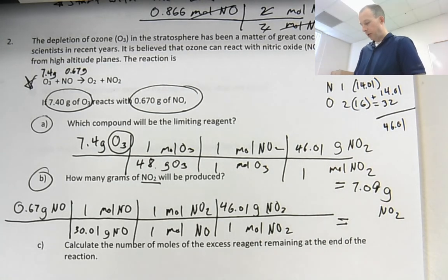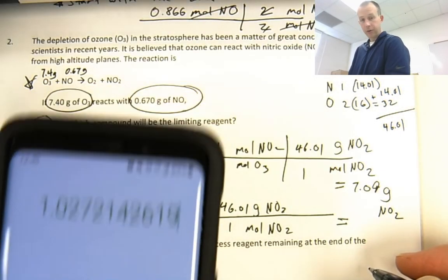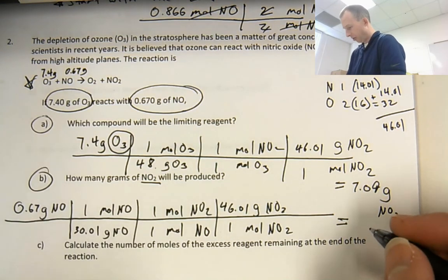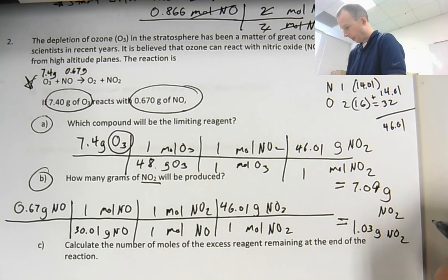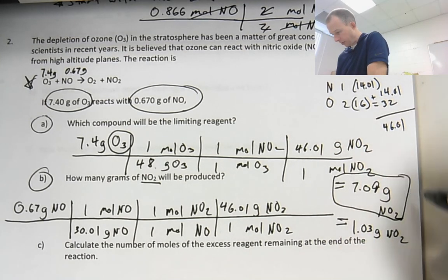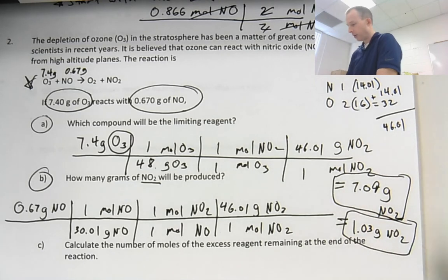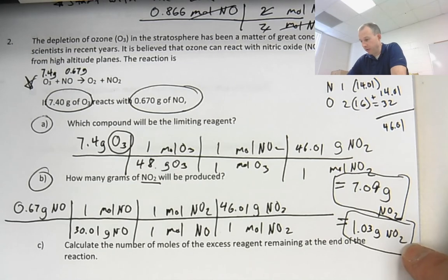So we'll do that. I'm going to check it one more time. I don't like my phone calculator at all. So you get 1.02, or we'll round up to 1.03. So our 2 possible answers are 7.09 grams or 1.03 grams.